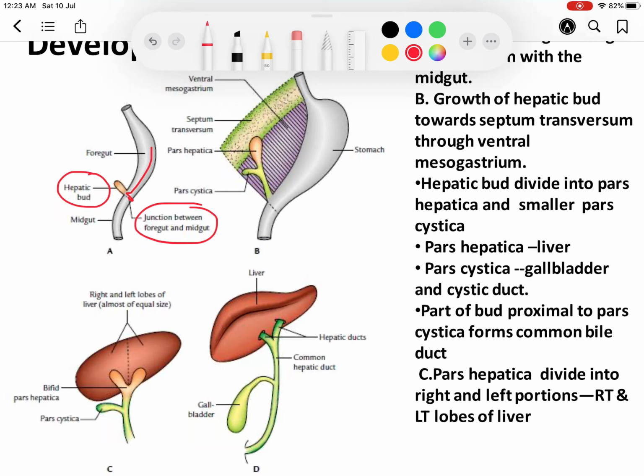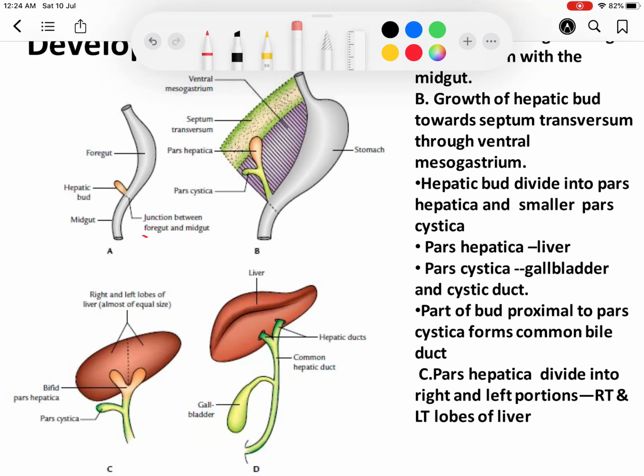Now this bud is growing towards the septum transversum and passing through the ventral mesogastrium. This purplish one is the ventral mesogastrium and the greenish one is the septum transversum. Now this hepatic bud divides into two parts. The large part is called pars hepatica, which will form the liver, and the smaller part is called pars cystica, which will form the cystic duct and gallbladder.